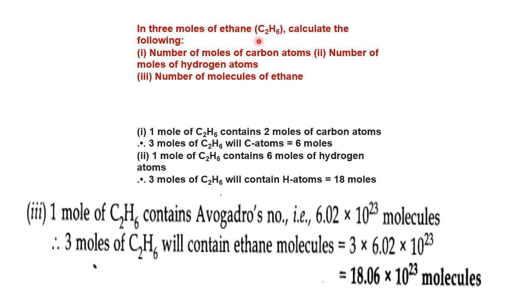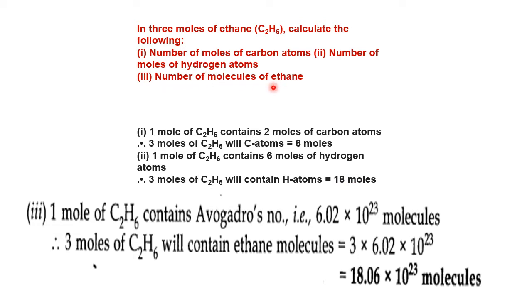In 3 moles of ethane, calculate the following. First is the number of moles of carbon atoms. In 1 mole, 2 moles of carbon, and in 3 moles, 2 into 3, 6 moles. Very simple. Second is the number of moles of hydrogen atoms. In 1 mole, 6 moles of hydrogen atoms, whereas in 3 moles, 6 into 3, 18. Correct?